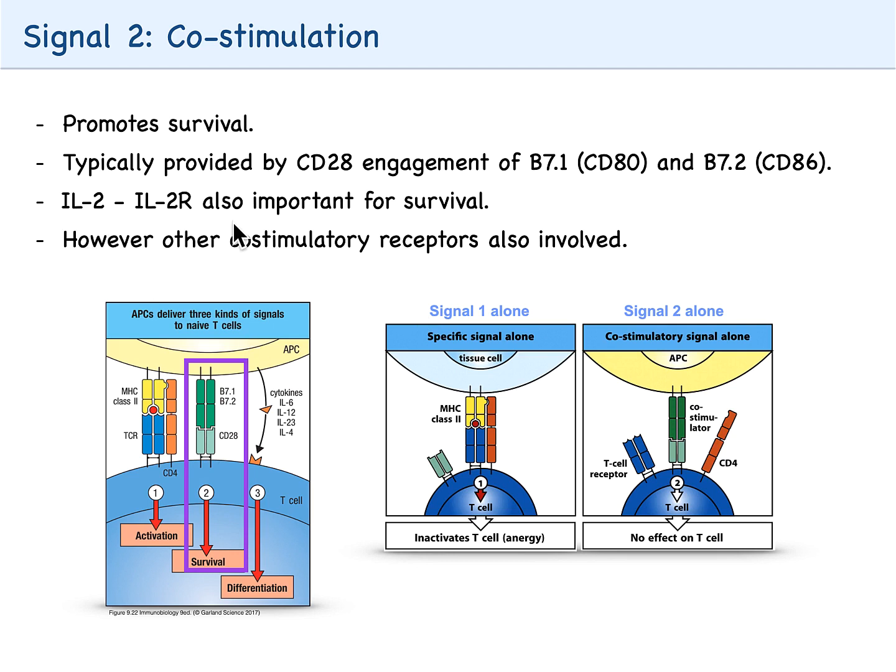Also, IL-2, as I mentioned, is important, but however, there are many other co-stimulatory receptors, as you will see in the next slide. What I would like to highlight here now is that signal 1 alone induces an activation of the T cells. But signal 1 without signal 2 and without signal 3 induces what we call an abortive activation, leading to T cell anergy.